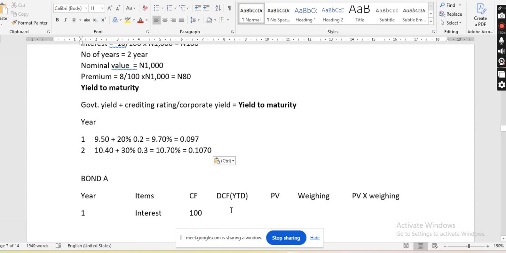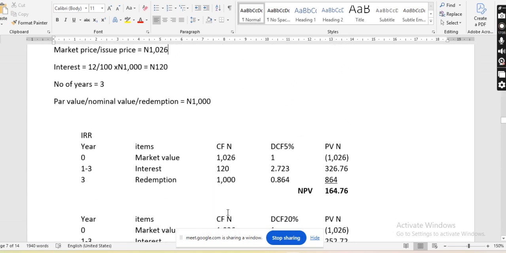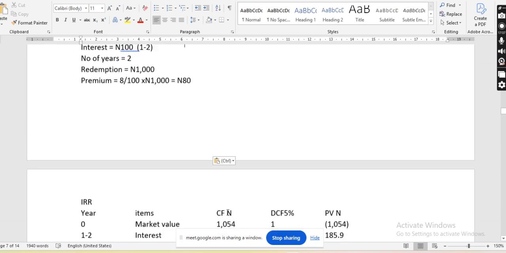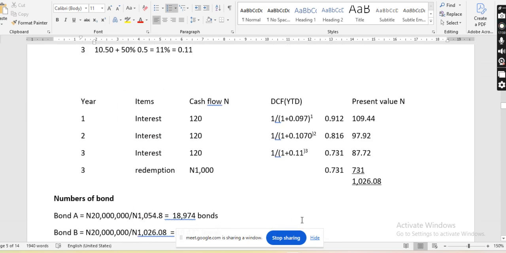So yield to maturity, right? Now we've calculated yield to maturity. We've done it again, 1 divided by this. We should not waste time on that. Let me just copy what we did here. I think you got this. It is for year 2.